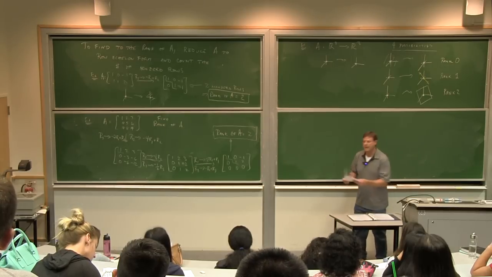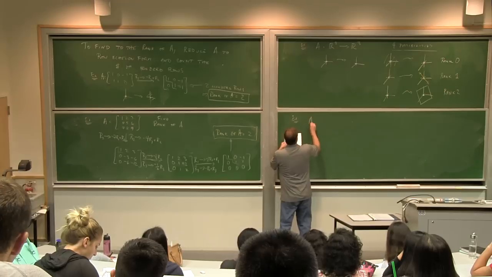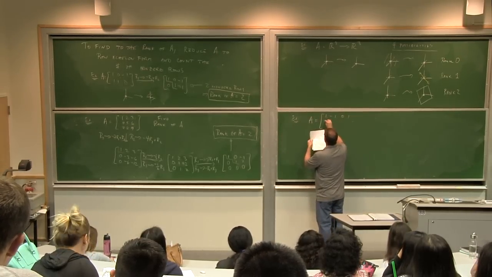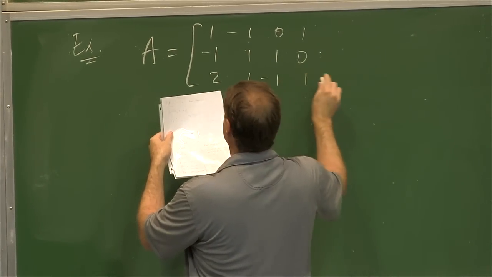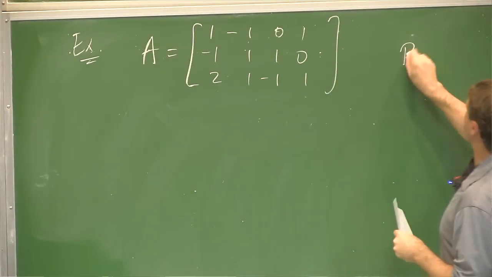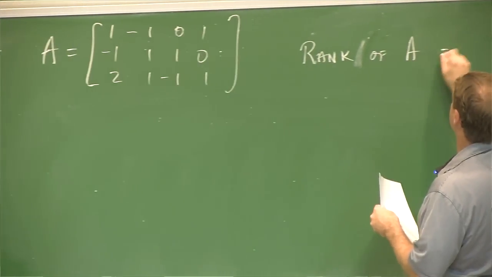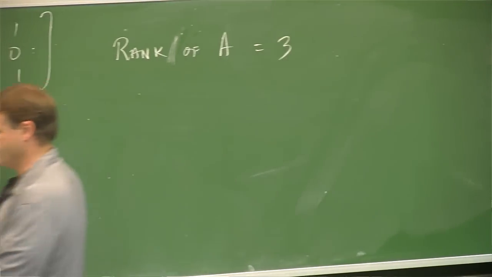Okay, I'll give you one to practice yourself. I'm not going to do the whole thing. I'm not going to do any of it. So A is 4 by 3. This is just a good one to practice for the midterm. I'll tell you the answer. So that rank is 3. Okay, so practice reducing that.